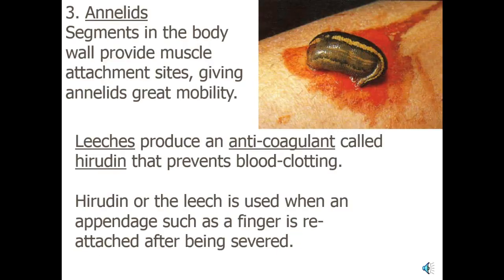Annelids, that means little ring. There's lots of annelids. We think of the earthworm, but the leeches are pretty famous. They produce an anticoagulant called hirudin, which prevents blood clotting, and we can use them, like if a finger's cut off, we can reattach it because we want to prevent blood clotting, and hirudin does it well. Some hospitals still keep leeches. It seems to work better than an injection because it's a slow infusion of hirudin.